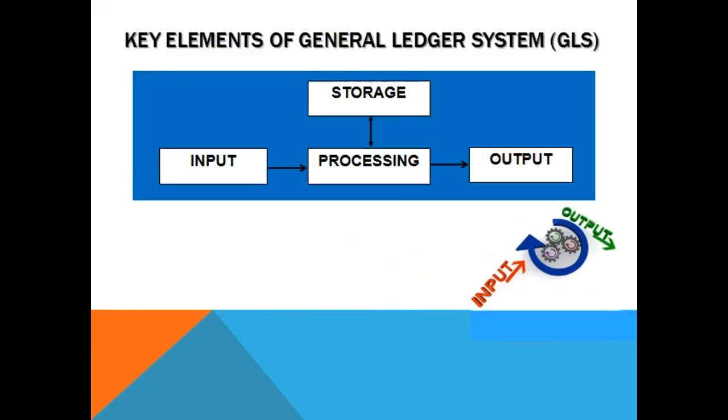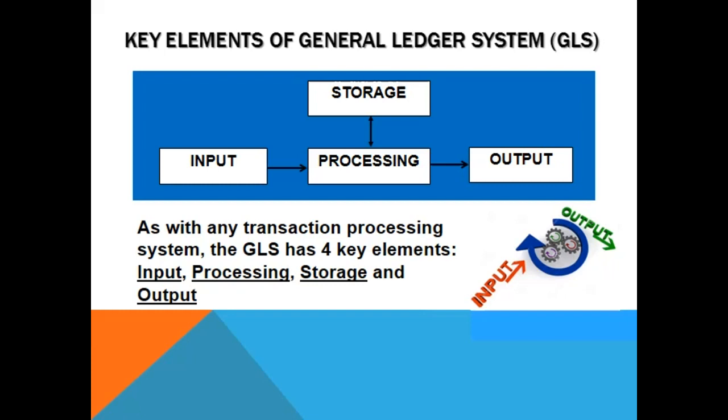If you recall from lecture 1, a transaction processing system typically has 4 elements. So as with any transaction processing system, your GLS also has 4 key elements, and they are your input, your processing, storage, as well as output. And we'll be discussing each of these 4 elements in the next few slides.